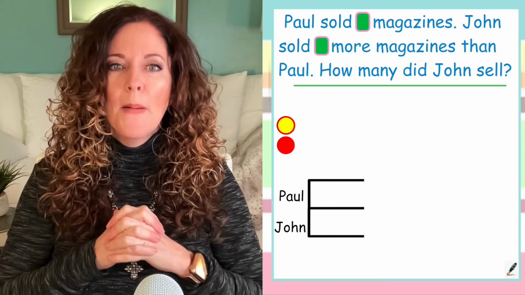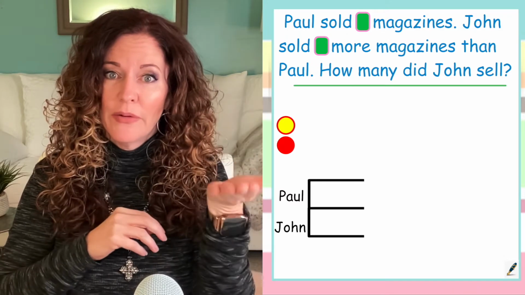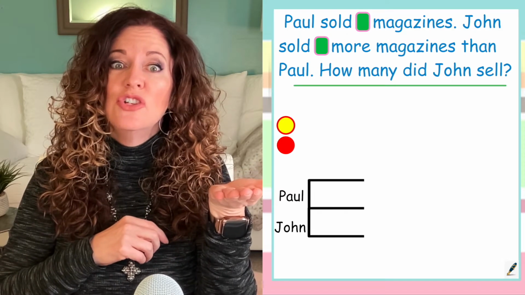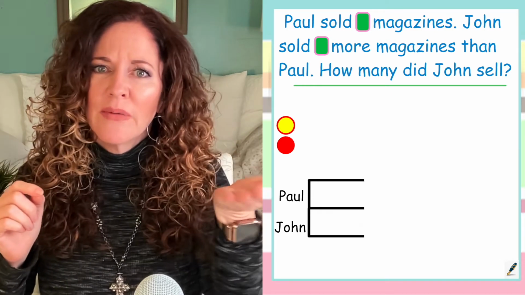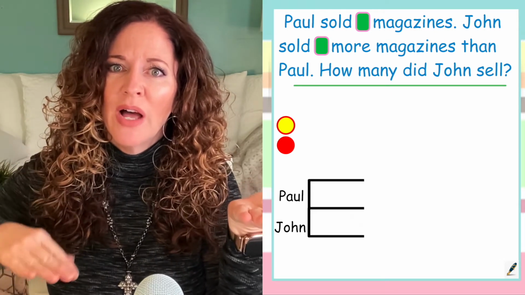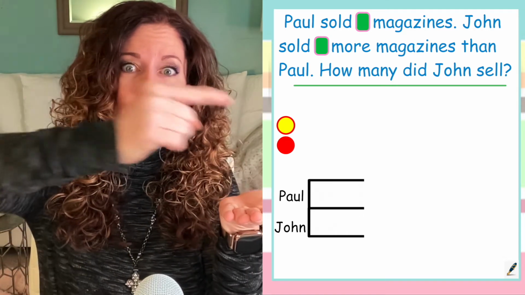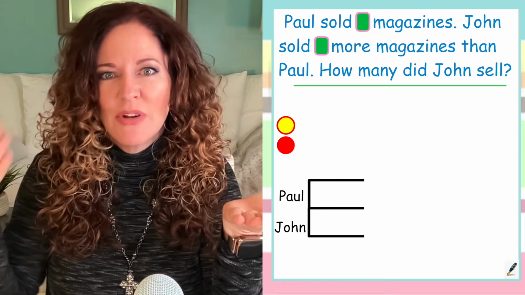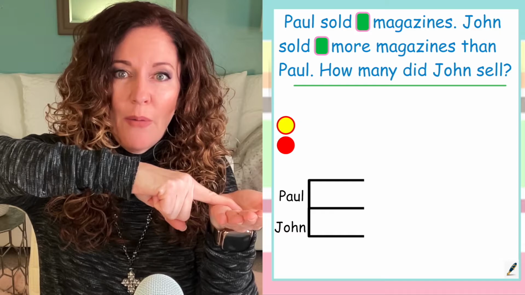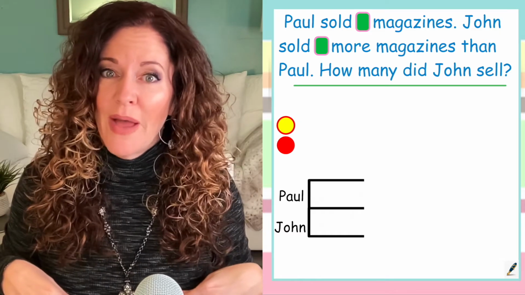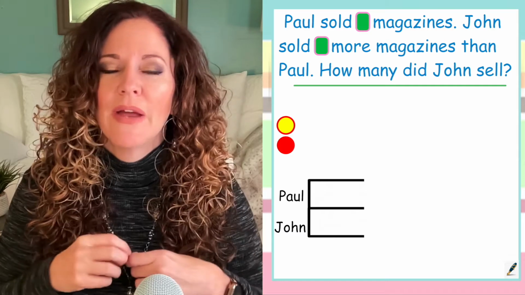Okay. Paul sold magazines. Okay, got Paul's magazines. John sold more than Paul. Notice, I'm not talking about Paul anymore. I've moved on. I'm talking about John. And I know that John sold more than Paul. See how I'm taking what John sold and I'm comparing it back to what I was reading about Paul? Paul sold magazines, John sold more than Paul. That is comparing language right there.